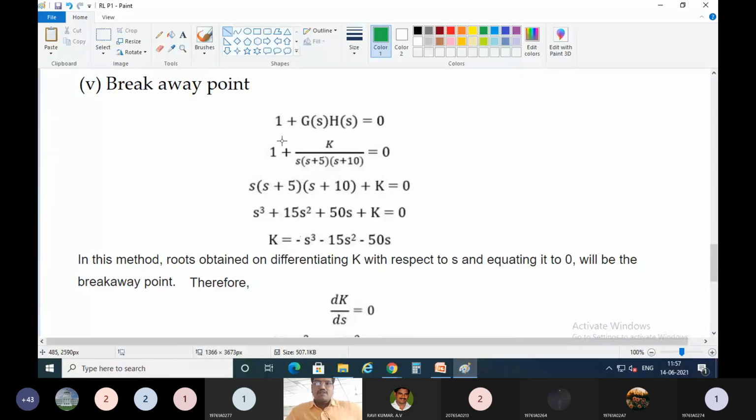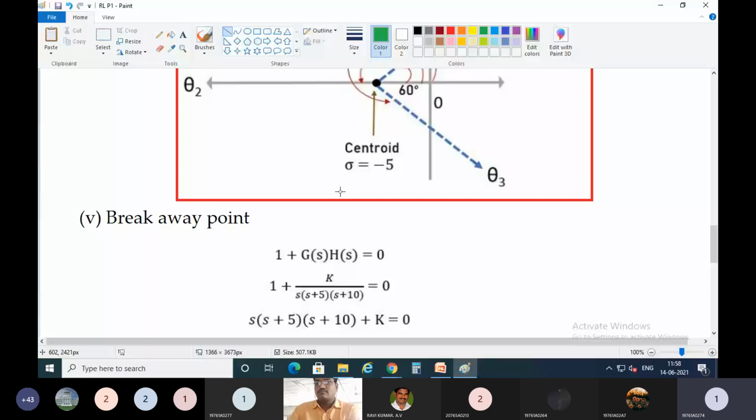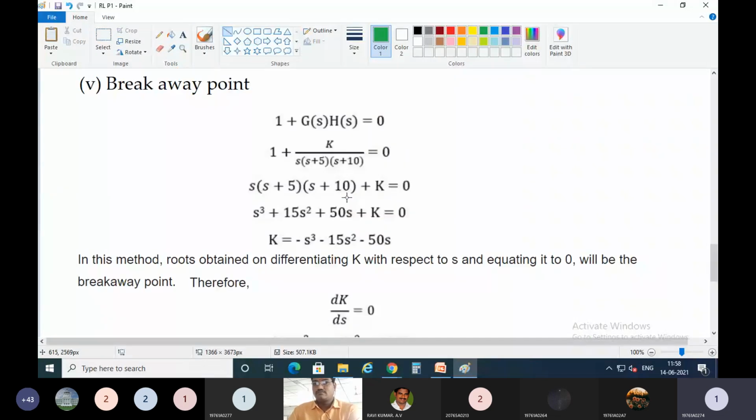Breakaway point: 1 plus g of s into h of s is equal to 0. 1 plus k by s into s plus 5 into s plus 10 is equal to 0. So s into s plus 5 into s plus 10 plus k is equal to 0. s cube plus 15 s square plus 50 s plus k is equal to 0. We have to get the value of k, so k equal to minus s cube minus 15 s square minus 50 s. So k is a function of s.